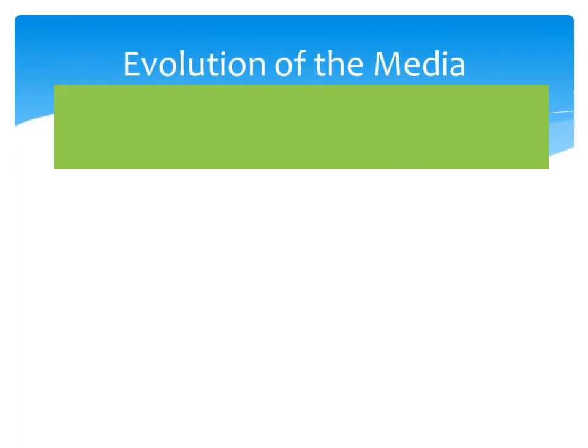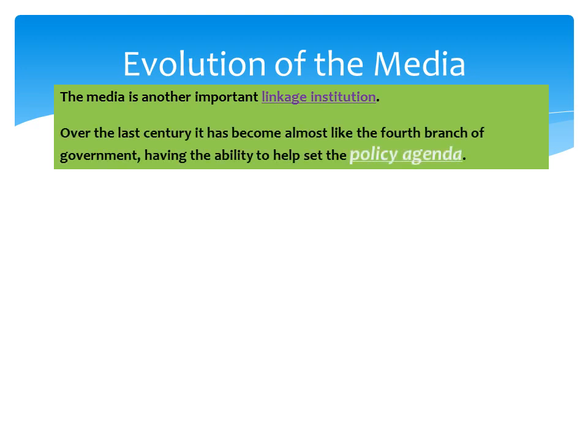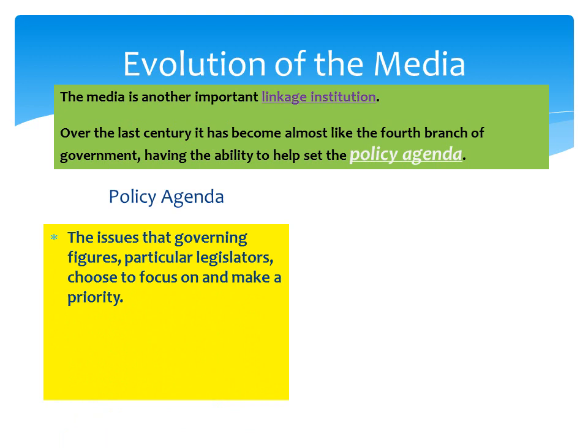The media has taken on a very important role in the political arena. The media, much like political parties, is considered a linkage institution because it again connects us to our policymakers. Over the last century, the media has become almost like a fourth branch of government, as it's had the ability to help set the policy agenda. By policy agenda, we mean the issues that government figures, particularly members of Congress, are going to choose to focus on the most and make a priority in the policy-making process.